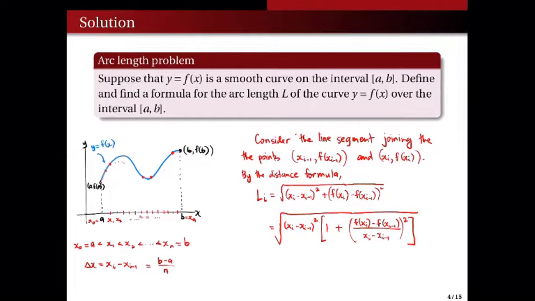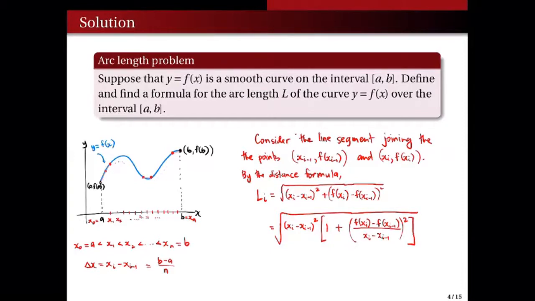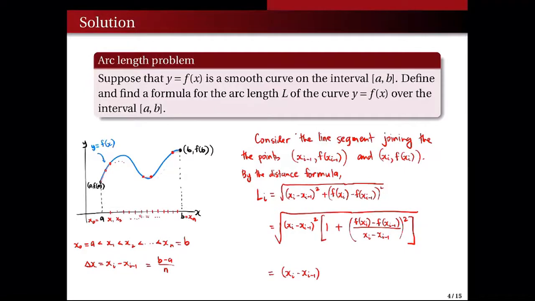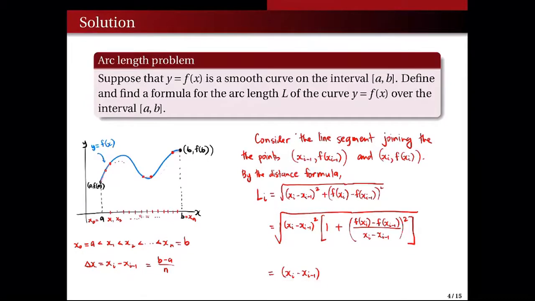And then from here, you have square root of something squared here times this guy here. So we can bring out this x sub I minus x sub I minus 1 squared. Okay? We can bring it out outside the square root. And if we do that, we will have x sub I minus x sub I minus 1 without the square, because we have the square on this part, but we have the square root. So this guy here won't have any square.